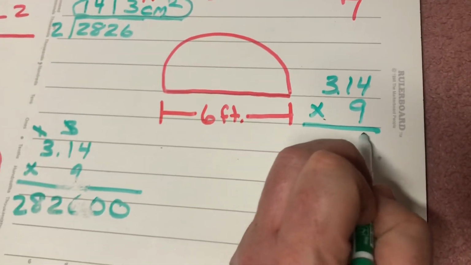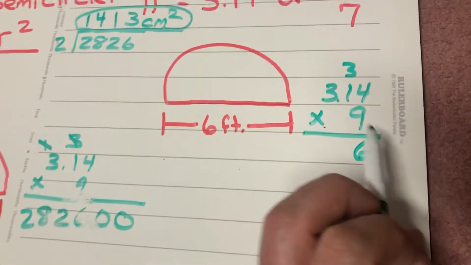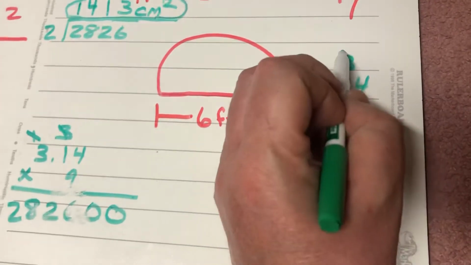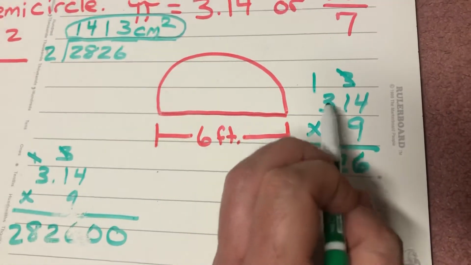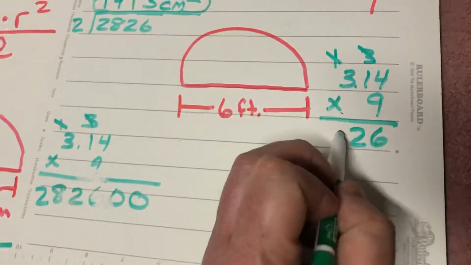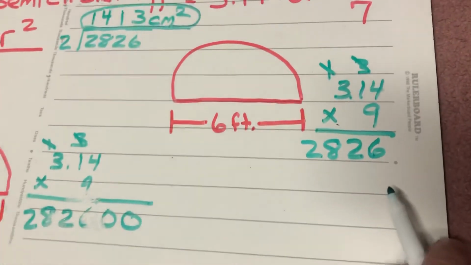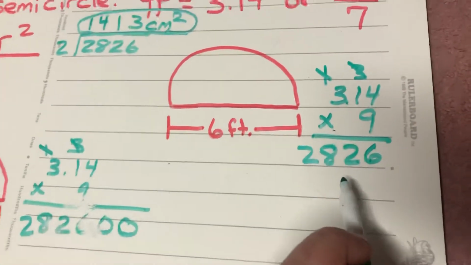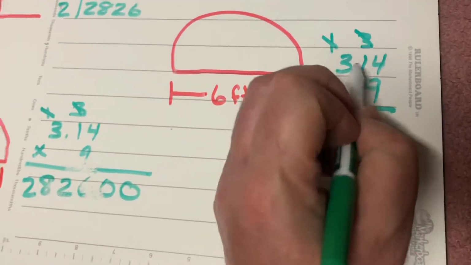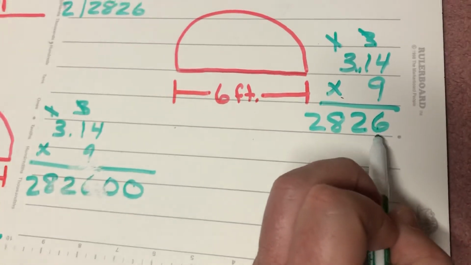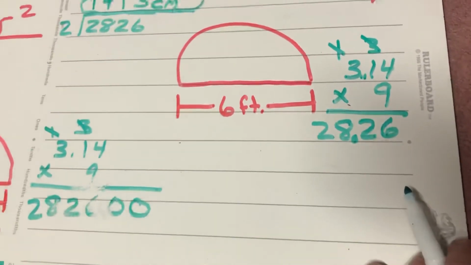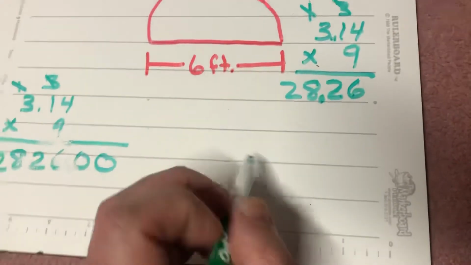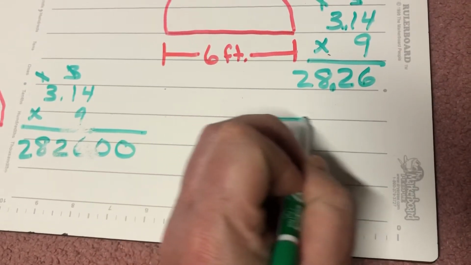9 times 4 is 36. Put the 6 down, carry the 3. 9 times 1 is 9, plus 3 is 12. Put the 2 down, carry the 1. 9 times 3 is 27, plus 1 is 28. These numbers look a little familiar from the first semicircle we did. There are 2 numbers after the decimal in the problem, so I need 2 numbers after the decimal in the answer. 28.26. Now I'm going to go ahead and divide that by 2.